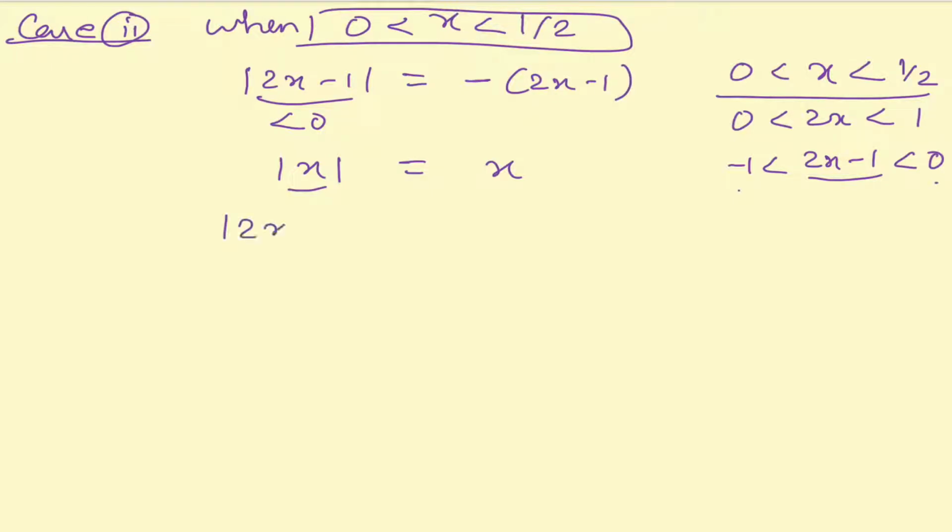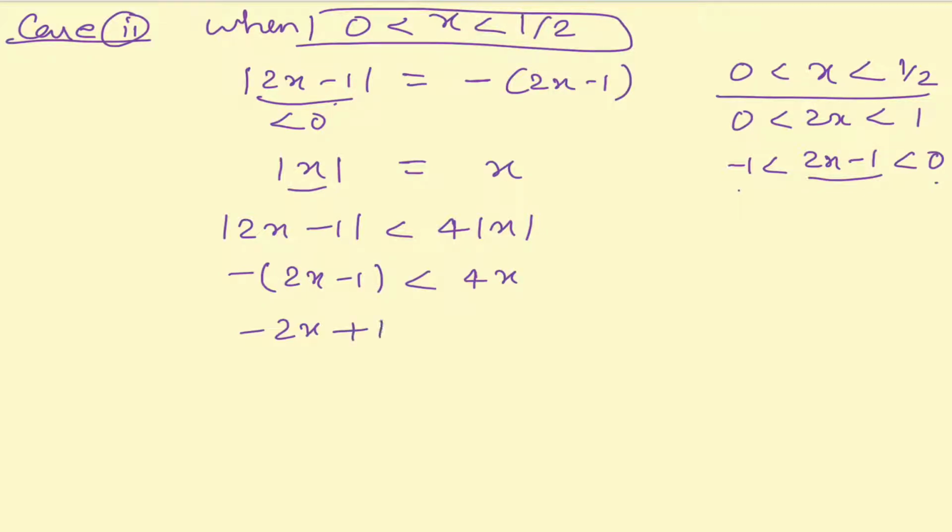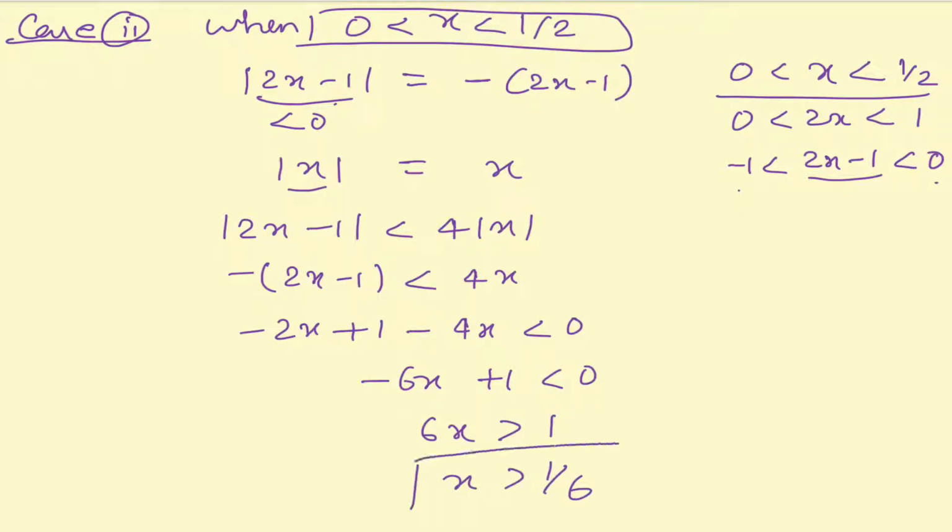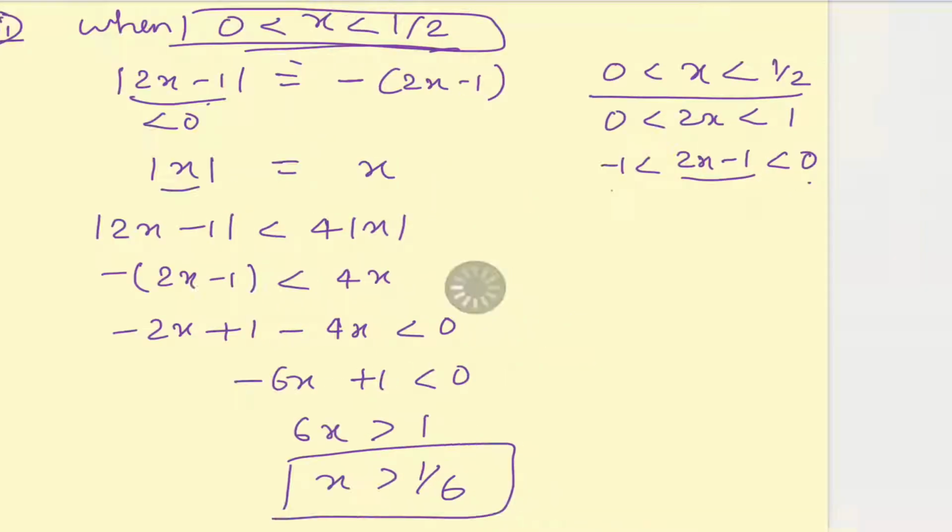The question is mod of 2x minus 1 less than 4 times mod x. This will open with a negative sign, so minus of (2x minus 1) less than 4x, that is minus 2x plus 1 minus 4x less than 0. So minus 6x plus 1 less than 0, that is 6x greater than 1, so we can say x greater than 1 by 6. So x greater than 1 by 6 we need to take, but x is between 0 to 1 by 2, so we are going to take the intersection.